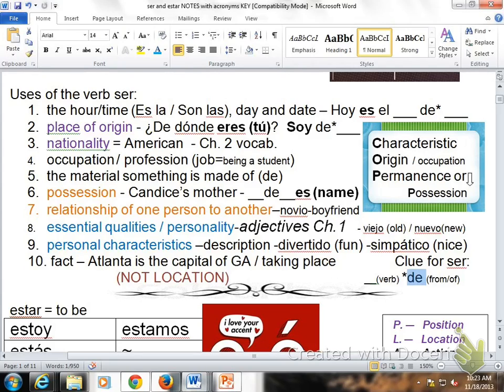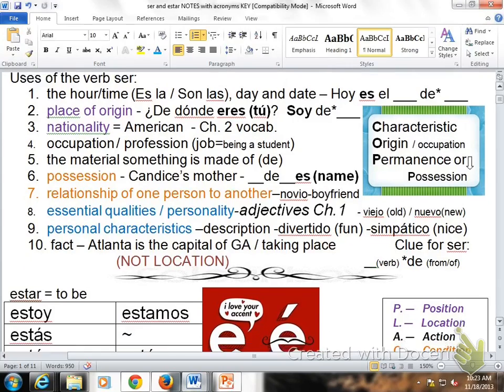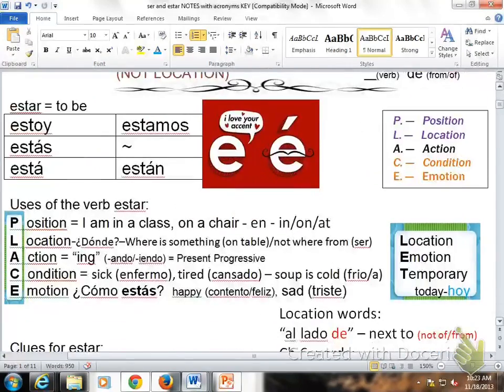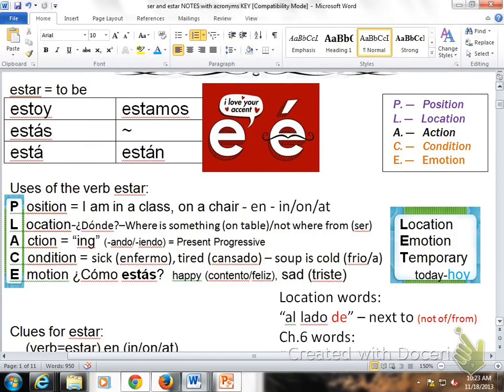I like to use COP as the shortened acronym for reasons for ser. Does this encompass all of your reasons, COP? No. But these are the ones used most often. So you can use characteristic, origin, or occupation, and permanence, keeping in mind that things aren't always permanent or temporary, although that is the essential distinction between ser and estar.